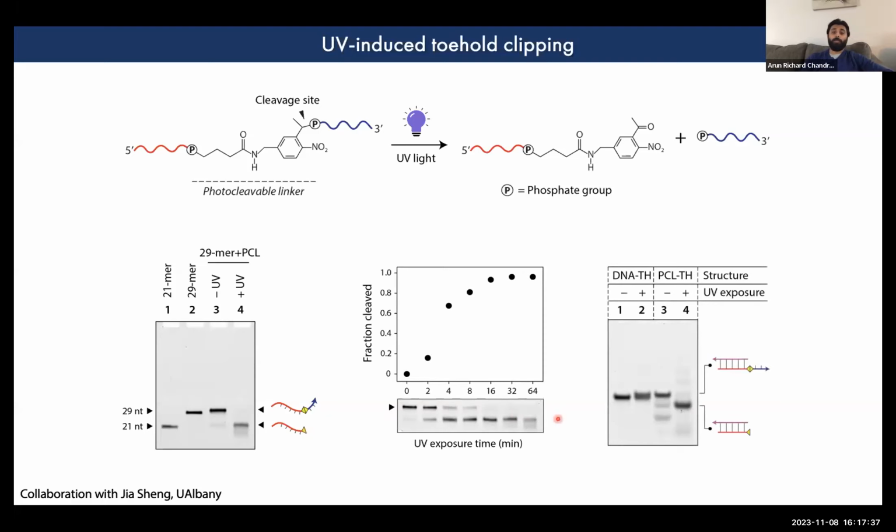So now that we know it works well in single strands, we then tested whether toehold clipping also works in duplexes. So we put together the duplex, and for a DNA toehold, you can see that UV does not cause any impact. However, for a duplex with a photocleavable toehold, you can see that this is a larger duplex, and on UV exposure, the toehold is cut off, and you're now left with a shorter duplex.